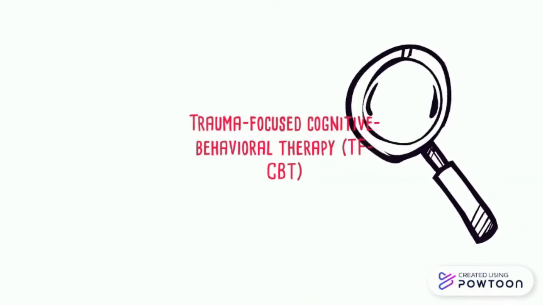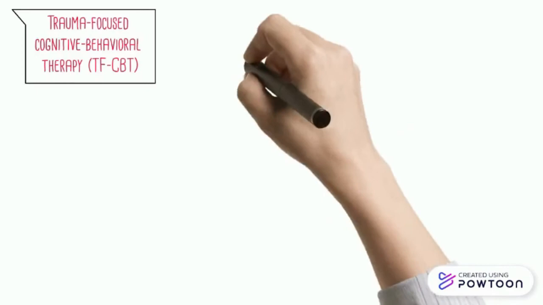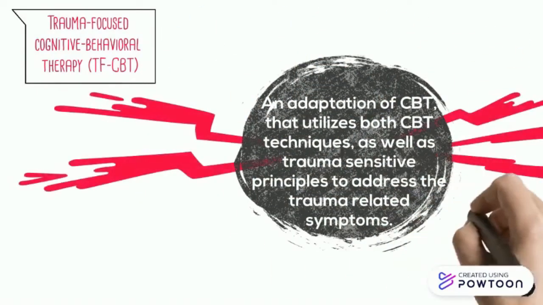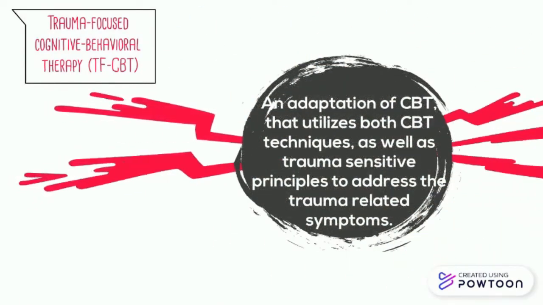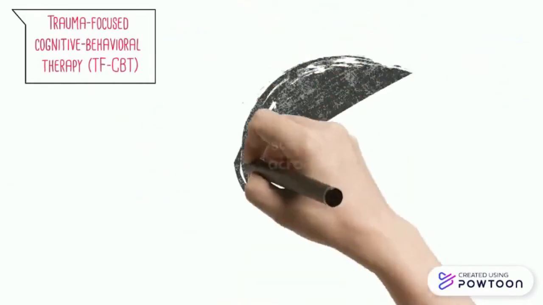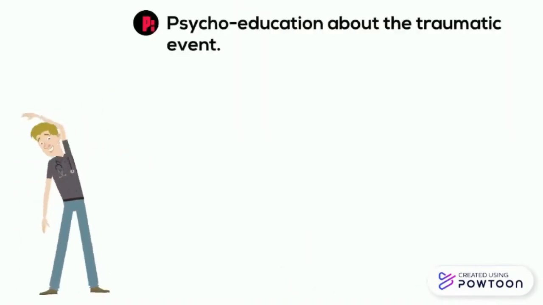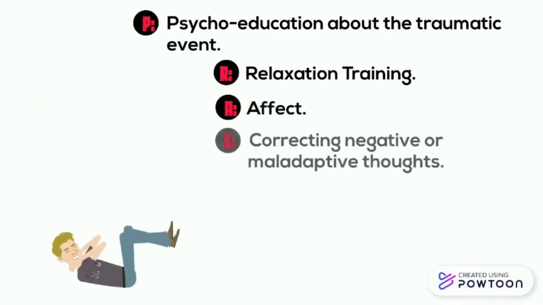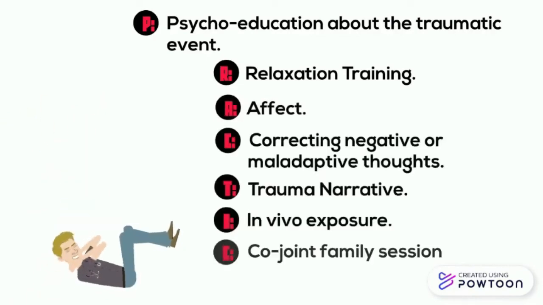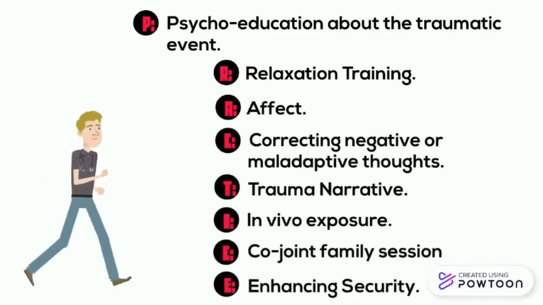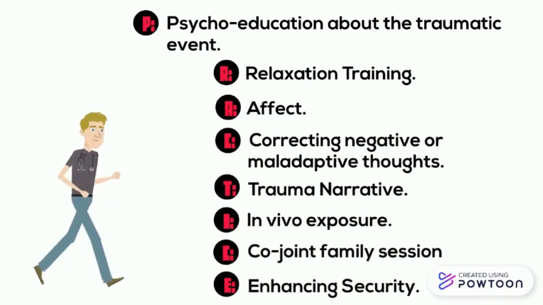Trauma-focused cognitive behavioral therapy is an adaptation of CBT that utilizes both CBT techniques as well as trauma-sensitive principles to address the trauma-related symptoms. TF-CBT can be summarized via the acronym PRACTICE: psychoeducation about the traumatic event, relaxation training, affect modulation, correcting negative or maladaptive thoughts, trauma narrative, in vivo exposure, conjoint sessions, and enhancing security.